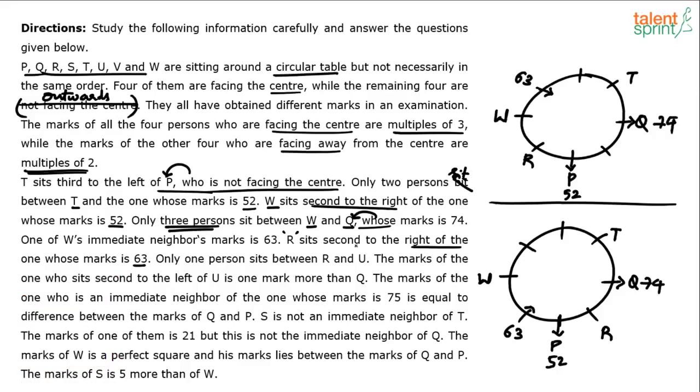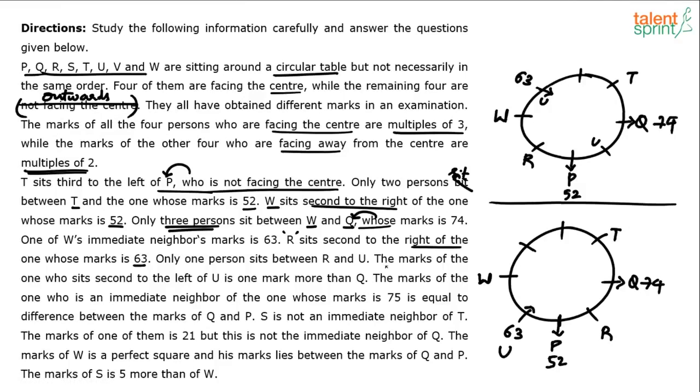63 center facing arrangement. R sits second to the right of the one whose marks is 63. Second to the right. Okay, only one person sits between R and U. Now R is here. Where can U come? Either U comes here or U comes here. These are the only two possibilities. Only one person between R and U. So R dash U or R dash U. In this case, R is here. Where can U come? U cannot come here because it's already T. So U has to come here. Okay, it's fixed.